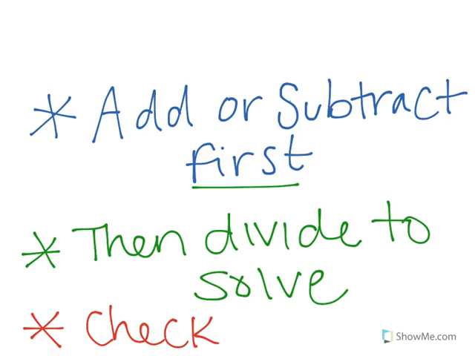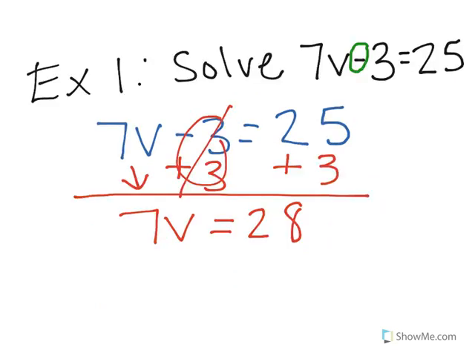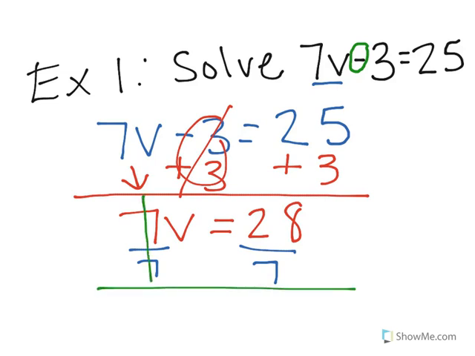Now my next step is to divide to solve. I'm dividing because what I see in my original problem is multiplication. The opposite of multiplication is division. Again, we're always doing the opposite operation that we see. So I'm going to divide both sides of my equation by 7. Again, when you do something to one side of the equation, you have to do it to the other. I'm going to draw my line. 7 divided by 7 equals 1. That's getting my variable by itself. I'm going to bring down my v, and 28 divided by 7 equals 4.